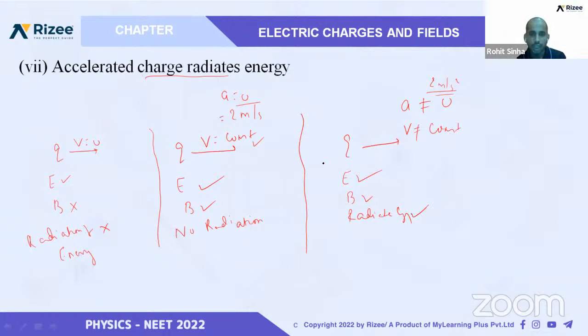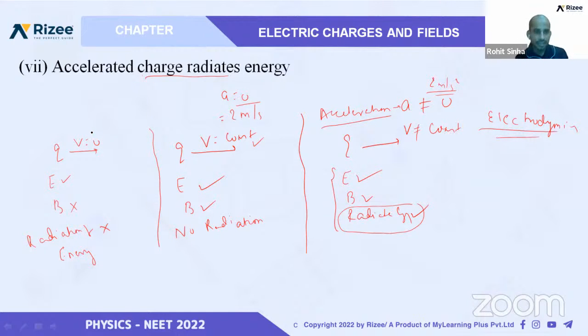You should also remember that if acceleration is present, then it will radiate energy. This is the property of charge. It comes through the electrodynamic principle, which is not important for you in class 12th. You should only remember that a charge at rest produces an electric field only, no magnetic field, and no radiation. A charge having constant velocity, that means acceleration is 0, will produce an electric field, a magnetic field, and no radiation. Third, if a charge has variable velocity, acceleration is present, that is an accelerated charge, then it will produce an electric field, a magnetic field, and also radiate energy. This property you should remember.